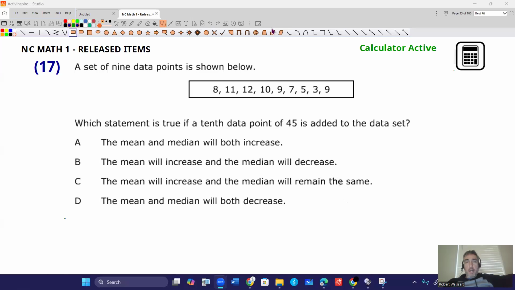NC Math 1 released items, question 17 from the calculator active portion of the released set. A set of 9 data points is shown below: 8, 11, 12, 10, 9, 7, 5, 3, and 9. Which statement is true if the 10th data point of 45 is added to the data set?